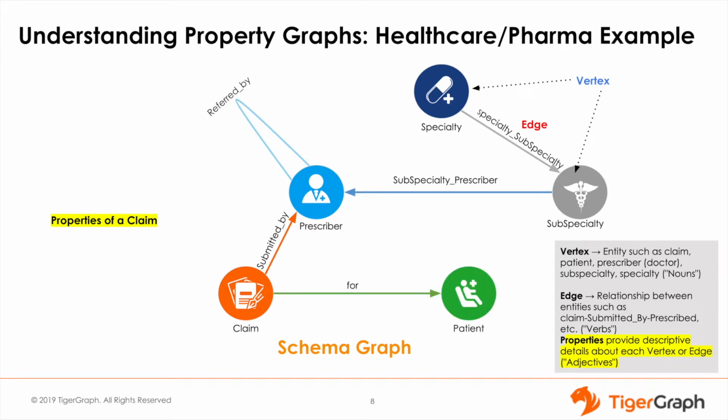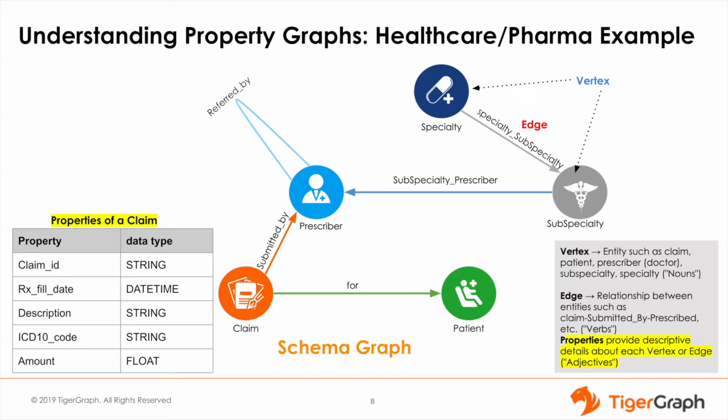As you can see, the edges represent relationships among two different entities, such as a subspecialty and a prescriber, or a referral relationship among prescribers where they refer patients to each other. Each vertex, as well as an edge, can have attributes or fields. In this example, we can see the claim vertex has 4 fields, excluding its ID. RX field date, which is the date of the claim, the description of the claim, an ICD-10 code, which is a code from International Classification of Diseases standard, and the amount for the claim.